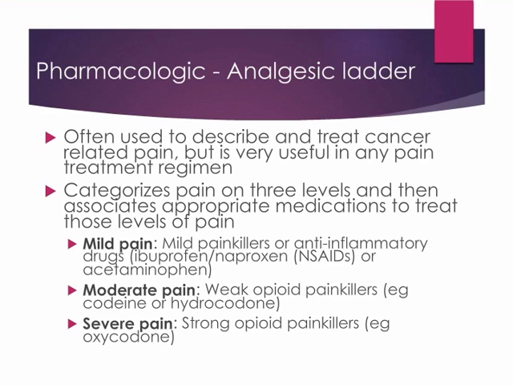So now the bread and butter of this lecture, the pharmacologic treatments for pain control, also referred to as the analgesic ladder. If you look in the literature, the analgesic ladder is used to describe and treat cancer-related pain, but it's really useful in any sort of pain treatment regimen. What it does is it categorizes pain on 3 levels and then associates appropriate pain medications to treat those levels of pain. So mild pain is treated with mild painkillers or anti-inflammatory drugs. We will most commonly think of the NSAIDs like ibuprofen or acetaminophen falling into this category.